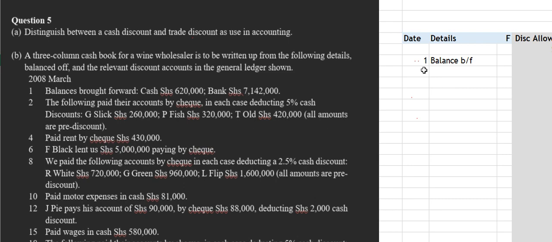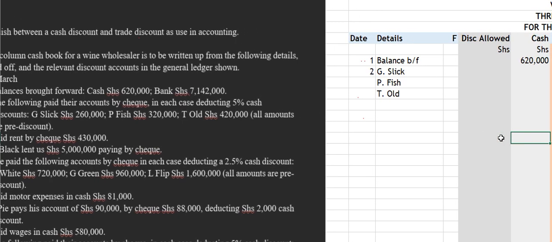So on second, we have the customers. There is Gislick. We have Pfish. Then you also have T-Old. These are customers. They are paying, but in each case deducting a 5% cash discount. So these are discounts allowed, and you record them in the discount allowed column.